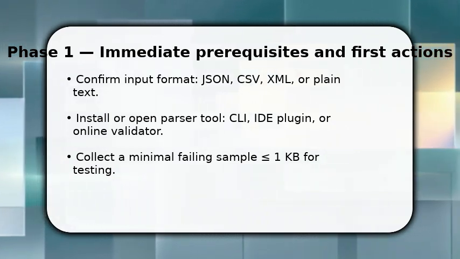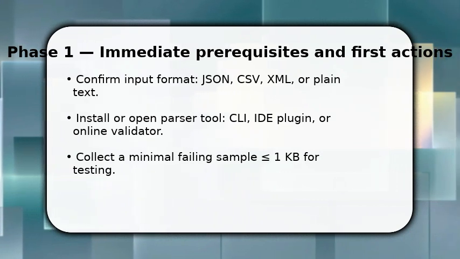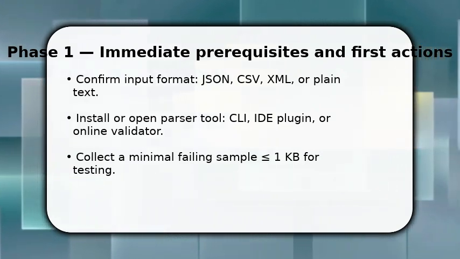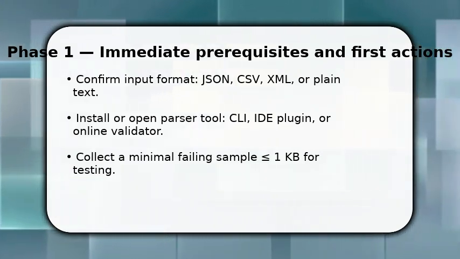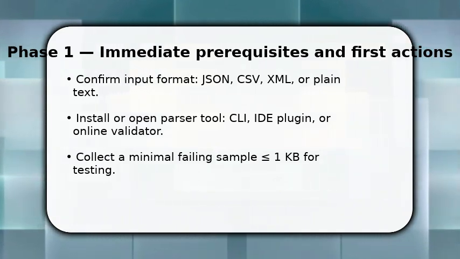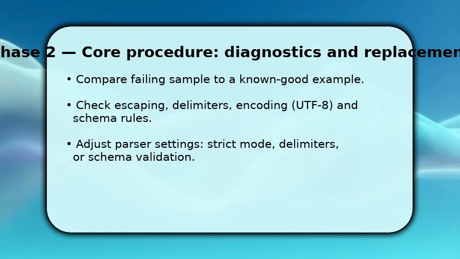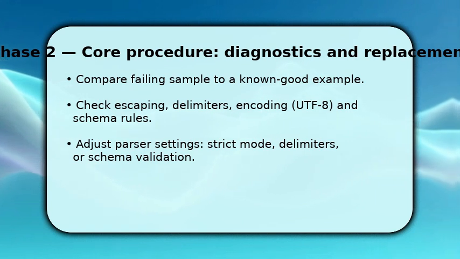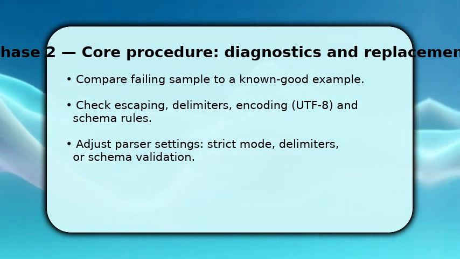Then run a single pass to capture the first error message, write down the line number, and token it flags. You will use that information immediately to guide targeted fixes rather than guessing. Once you have the error line, compare that snippet to a known good example and look for subtle issues. Missing quotes, stray commas, wrong delimiters, or encoding mismatches.